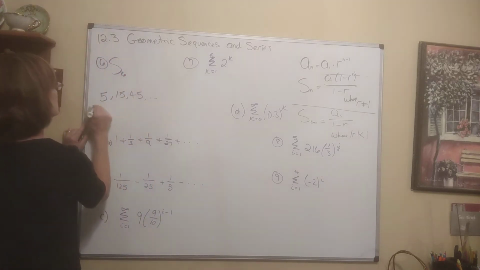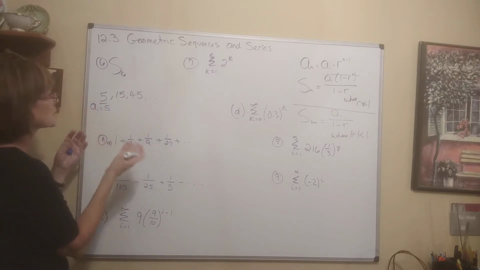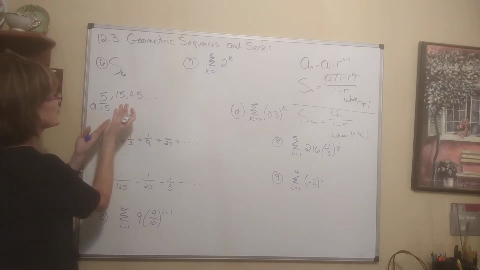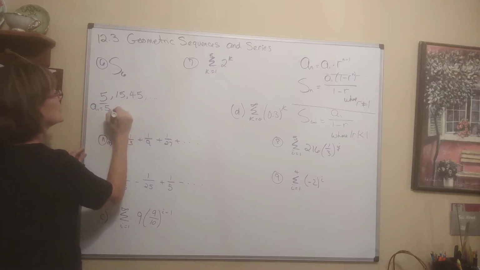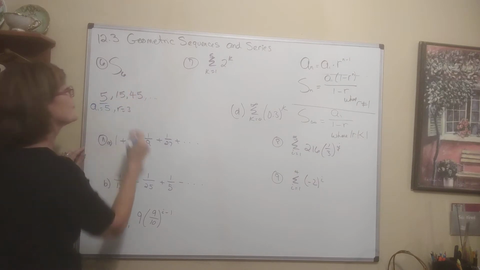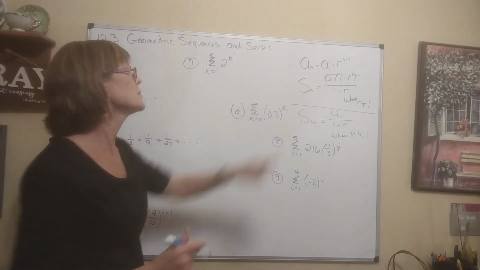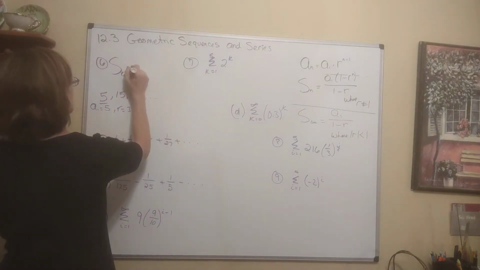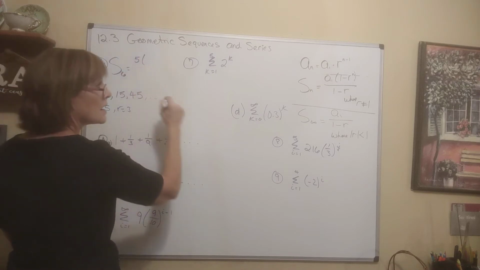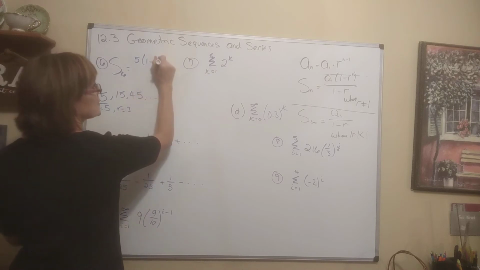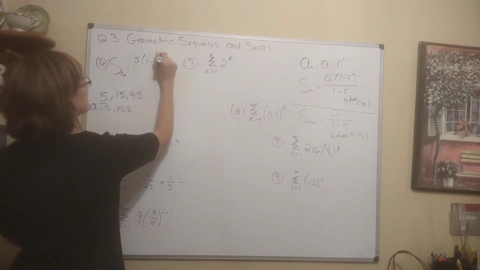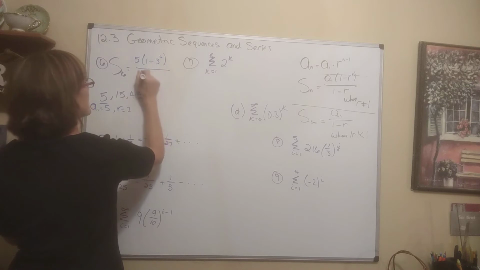A sub 1 is 5, because it's the first guy. Take 2 terms. 15 divided by 5 gives me 3, or 45 divided by 15 gives me 3. So R is 3. So to find S sub 6, I'm going to use this. A sub 1, 5, times 1 minus R, which is 3 raised to the nth power, the 6th power, all divided by 1 minus R, which is 3.